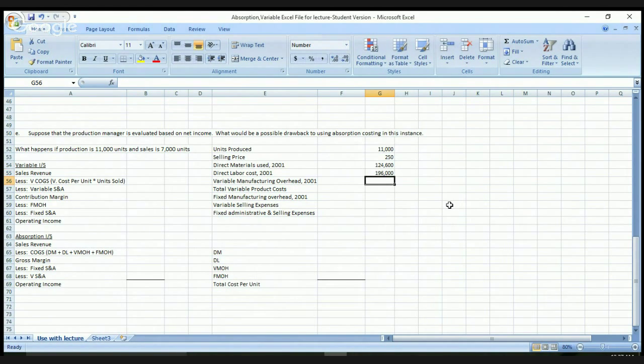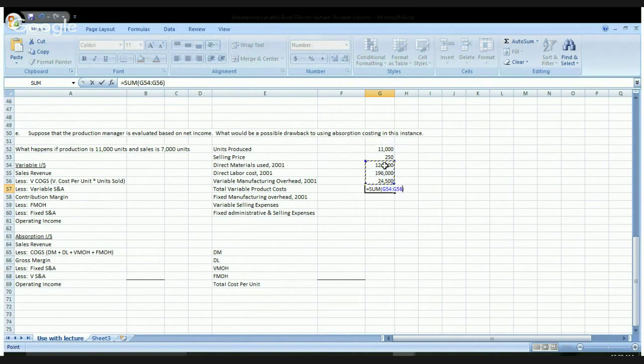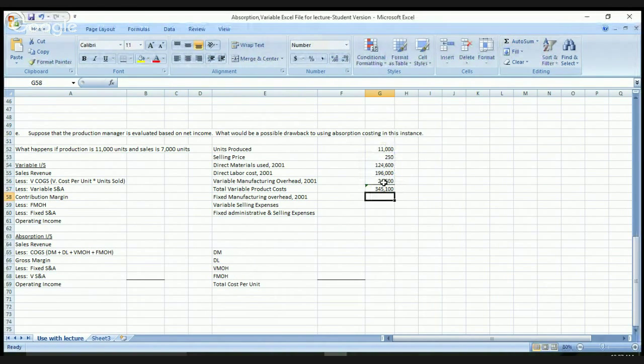Variable manufacturing cost is 24,500. This makes my total variable costs 345,100. My fixed cost is 63,000, and my variable selling cost is 88,000, and my fixed administrative and selling cost is 130.